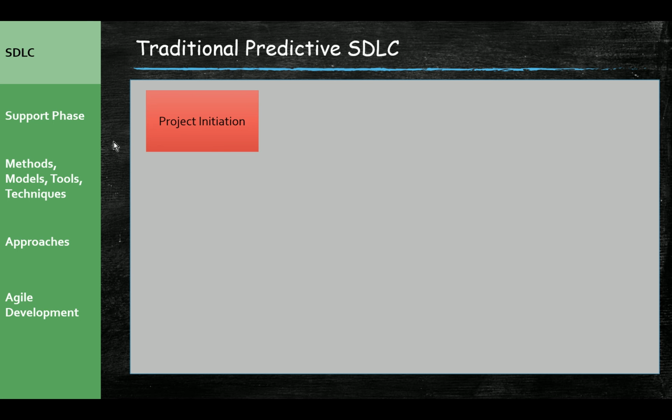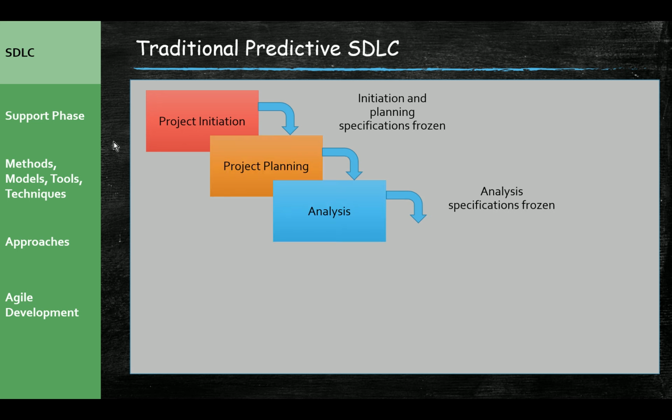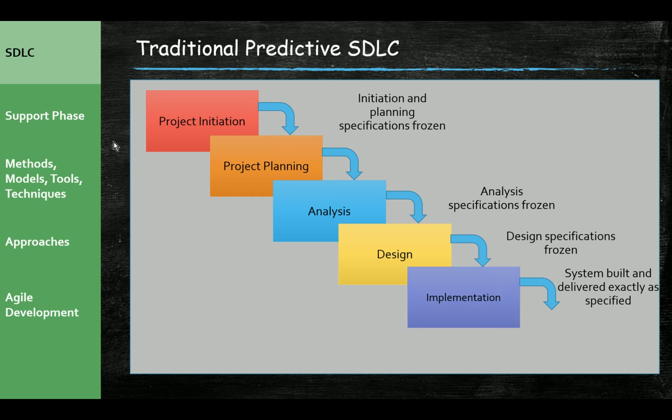In our textbook, they have a nice chart or picture of what this looks like. We start with project initiation, and when that's done, the planning specifications are frozen, and we move into planning, and then that's frozen, and we move into analysis. Analysis activities are frozen. We move into design. The design activities are frozen. We go into implementation. The system is built and delivered exactly as specified in the analysis phase, and then finally we do our deployment. So that would be the waterfall model, and there should be no overlap. Sorry for the confusion in this diagram, but there would be no overlap in these different phases.